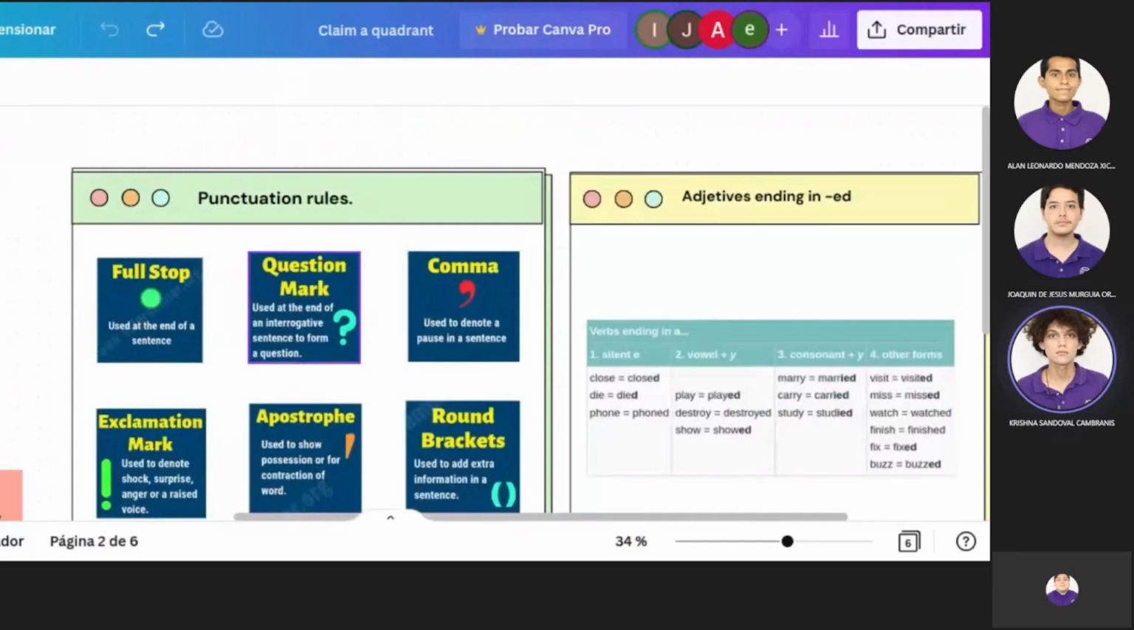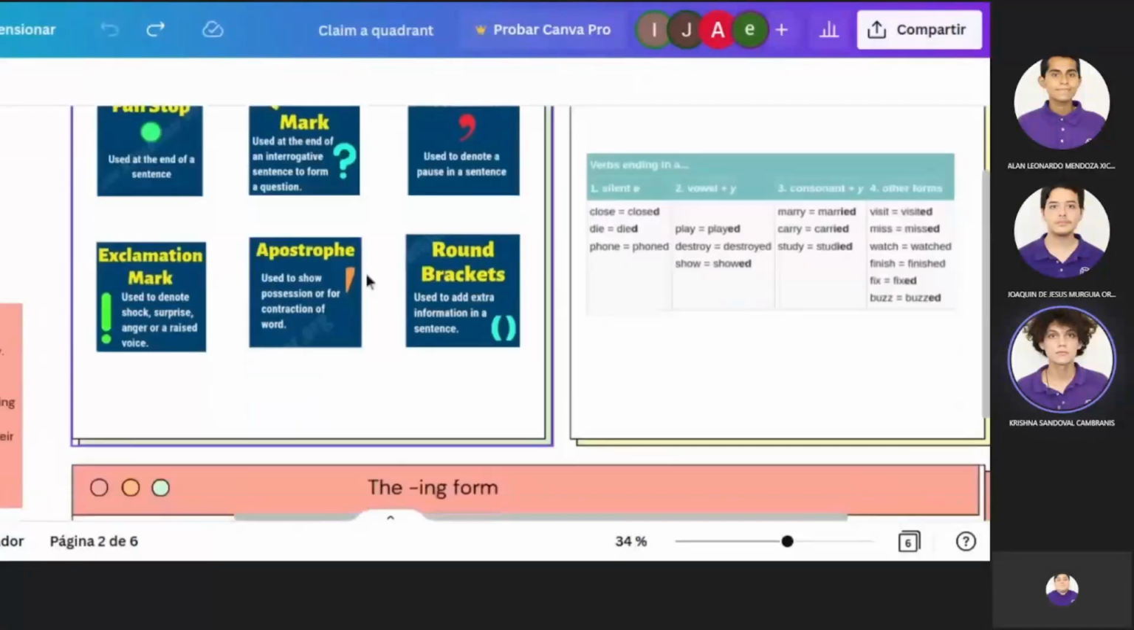Hello everyone. We are going to speak about the topics of Unit 1. First, I'm going to speak about the punctuation rules. As you can see, there are a lot of punctuation rules, but I'm going to speak about the principles.